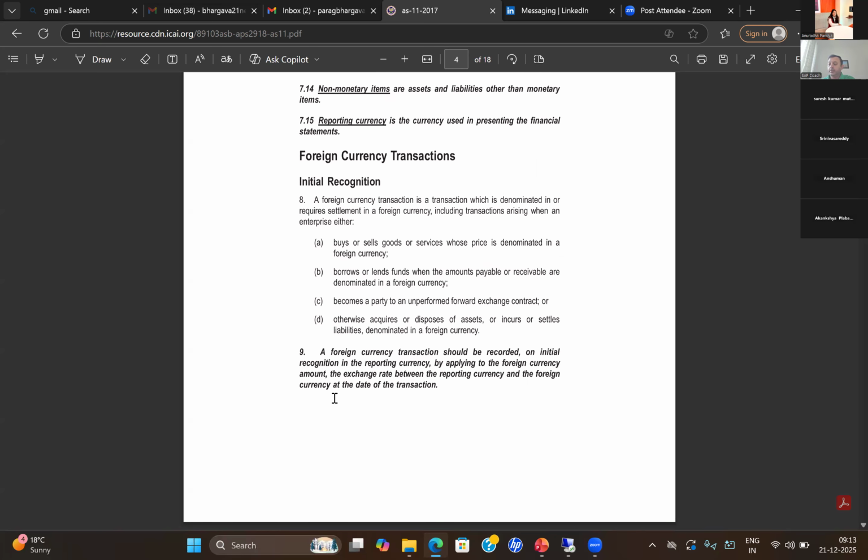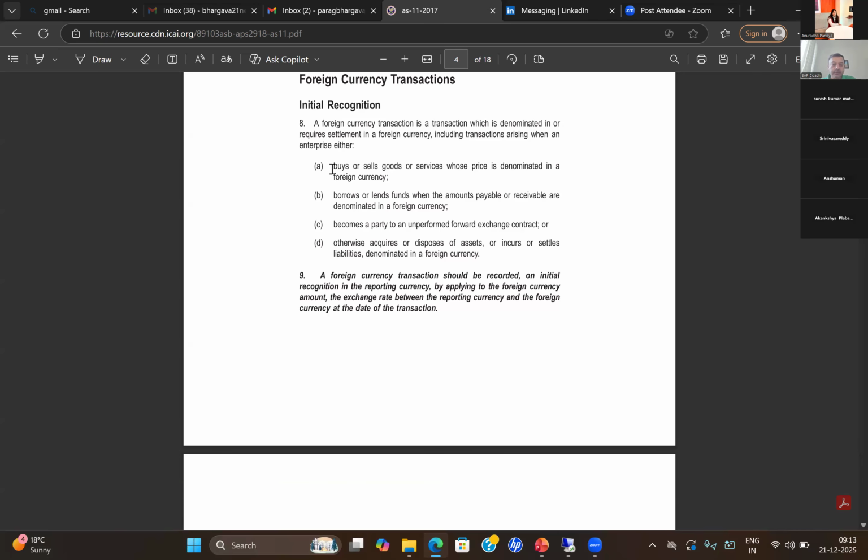Foreign currency transaction is a transaction which is denominated or requires settlement in a foreign currency. It includes transactions arising when an enterprise either buys or sells goods or services whose price is denominated in a foreign currency. For example, any entity in India is buying some goods or services in dollar or in euro or in pound or any other currency.